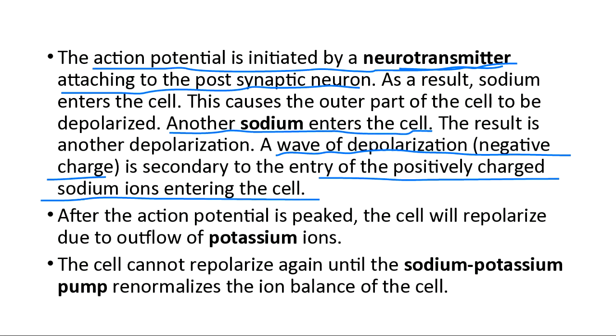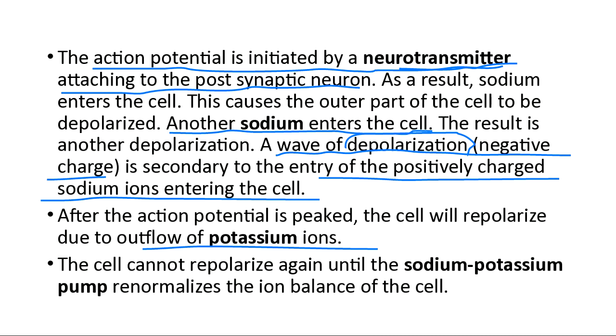So now we say our cell is depolarized. It was polarized to start with. It was polarized because we had a separation of charges across the membrane. After the action potential has peaked, the cell will repolarize itself by allowing potassium ions to go out, and you can get your electrical gradient sorted out, but you can't have another depolarization.